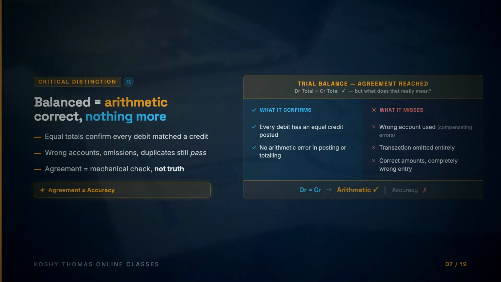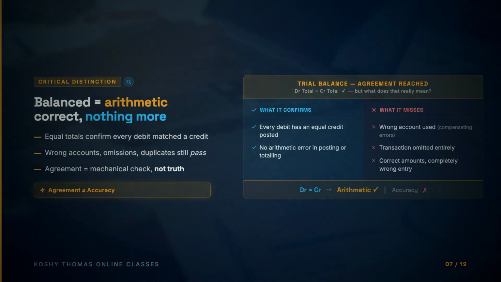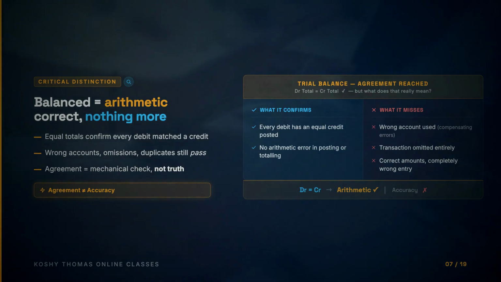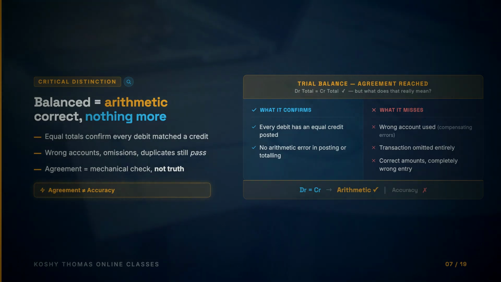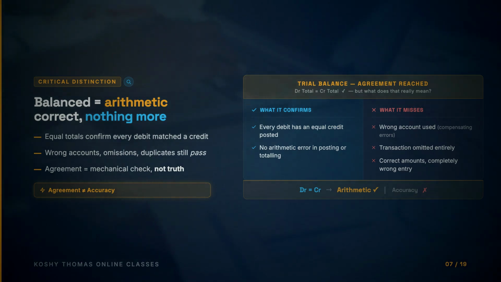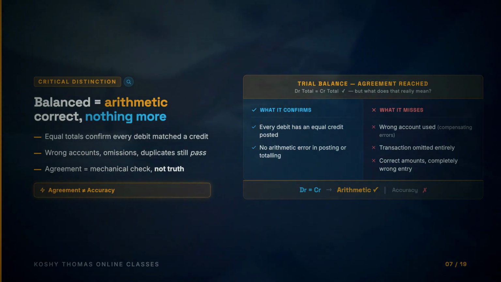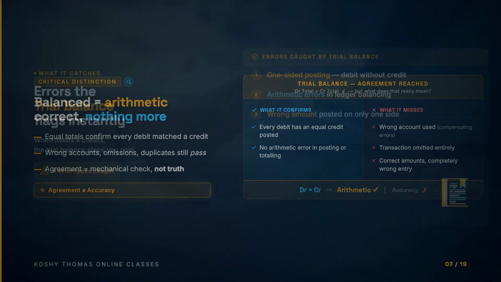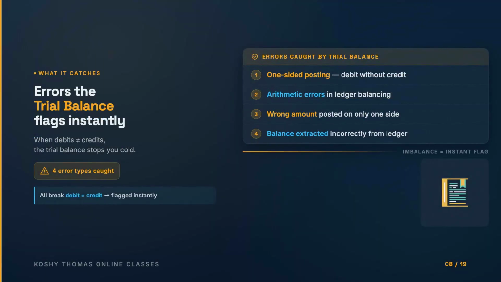Now here's what a balanced trial balance actually proves. It proves your double entry is arithmetically correct. Every debit had a matching credit. The totals agree. That's it. It does not mean your accounts are error-free. It does not mean the financial statements are correct. A balanced trial balance is a necessary checkpoint, not a guarantee. Remember that distinction. So what errors does the trial balance actually catch?